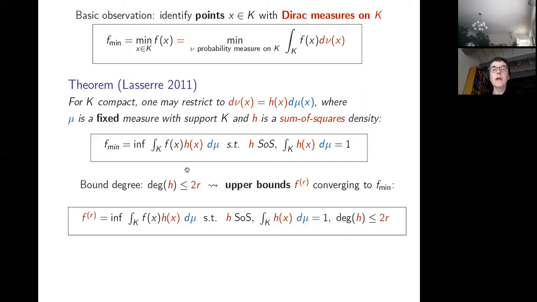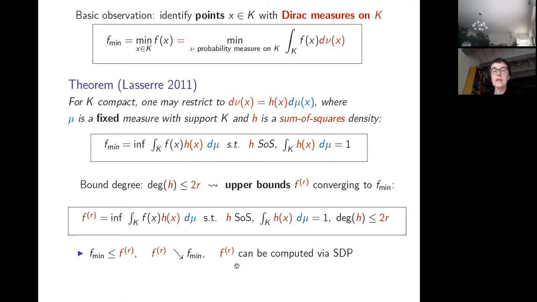So if we want to get a bound, what we do is take these density functions h, and restrict ourselves to density functions of a given degree 2r. In this way, you get a bound, f_r, which is the same definition, but you restrict yourself to searching for density functions which are sums of squares of degree at most 2r. In this way, we get upper bounds for the minimum, and they converge to the minimum of f.